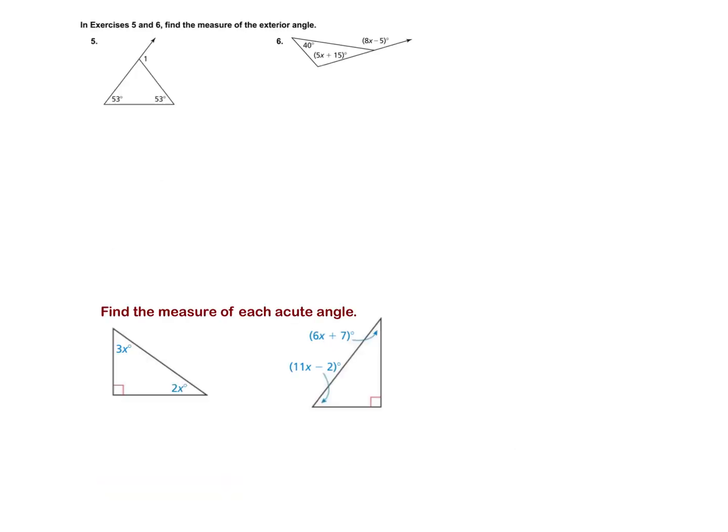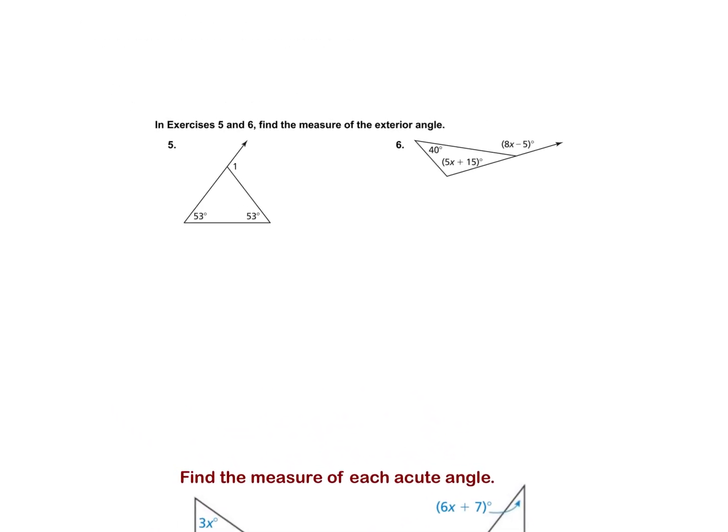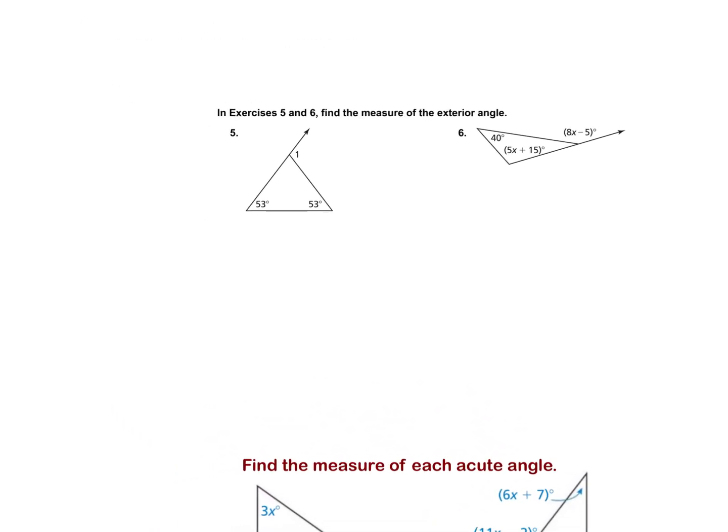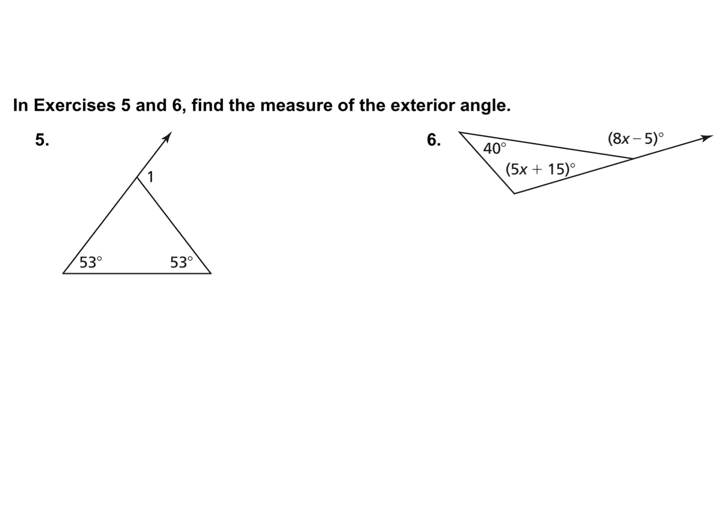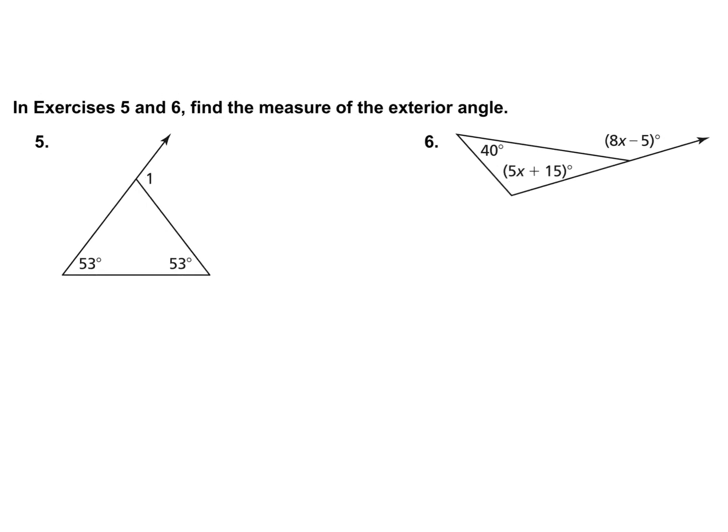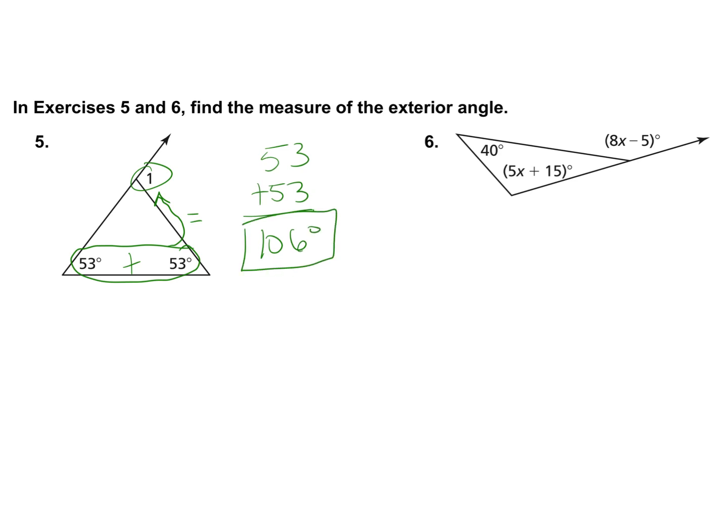All right, the last page. Find the measure of each exterior angle. So remember, we're looking for angle 1. So we know that these two non-adjacent interior angles add together to equal that one. So it's just going to be 53 plus 53, which is 106 degrees. That's it.